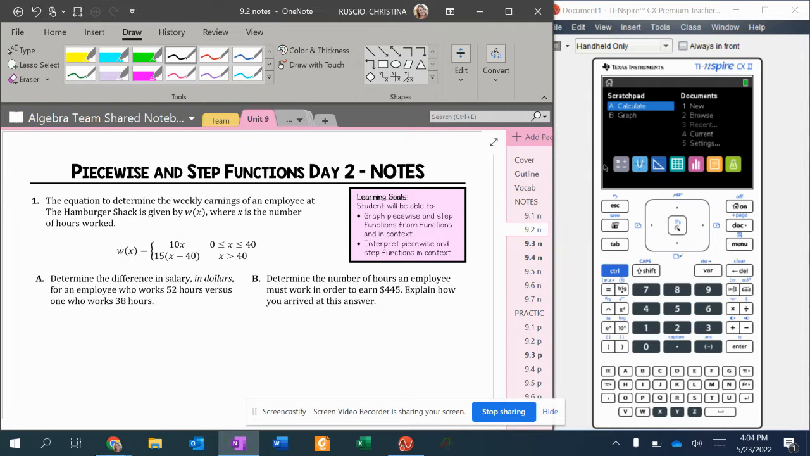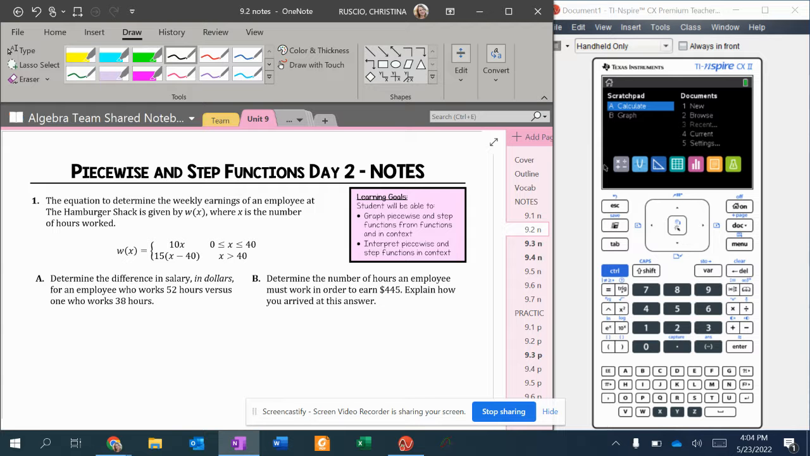Hi everyone, you are watching the Day 2 Piecewise and Step Functions notes video. In this video, we're just going to dive a little bit deeper. We're still going to use the same skills as Day 1, only we're going to interpret some functions in context. All right, so let's look at example number 1.